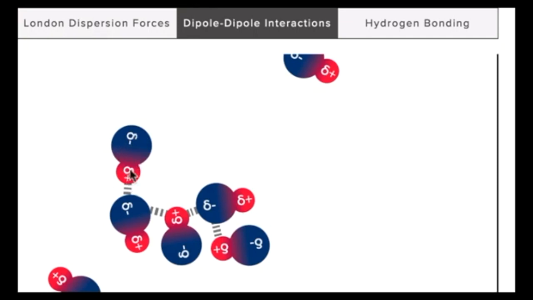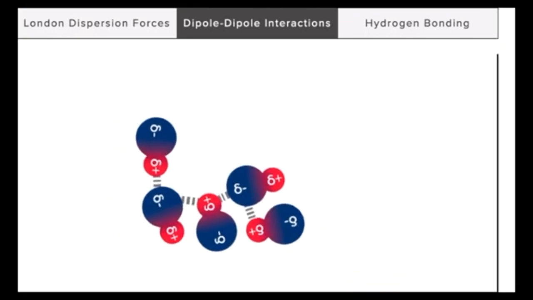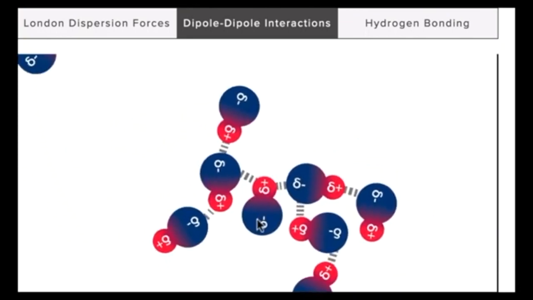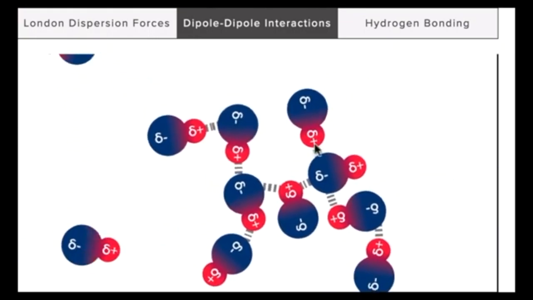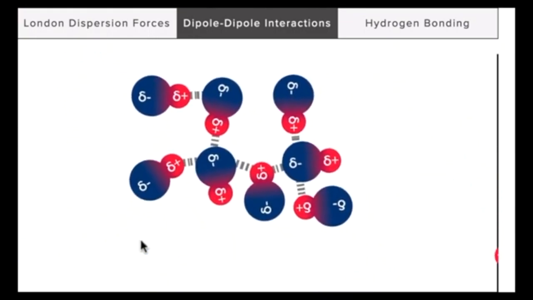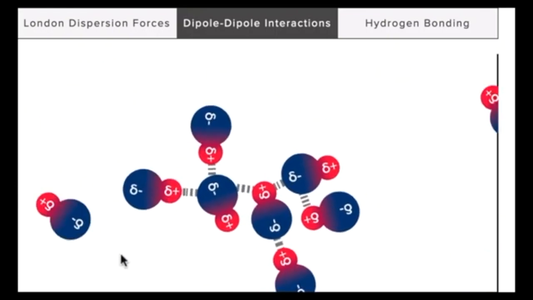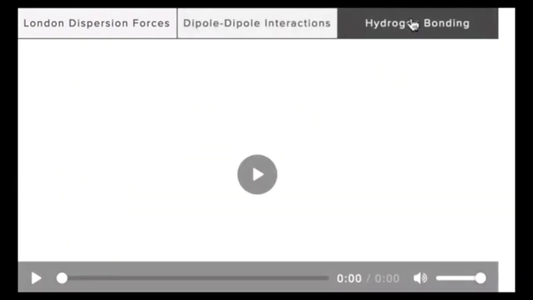So as a result, the partial positive here, the hydrogen, is going to be attracted to other partial negatives. And so you can see this attraction between molecules, partial negative, partial positive, and then they'll go away again. It's not a super strong attraction, but you see that attraction. All right, let's look at the last one, hydrogen bonding.